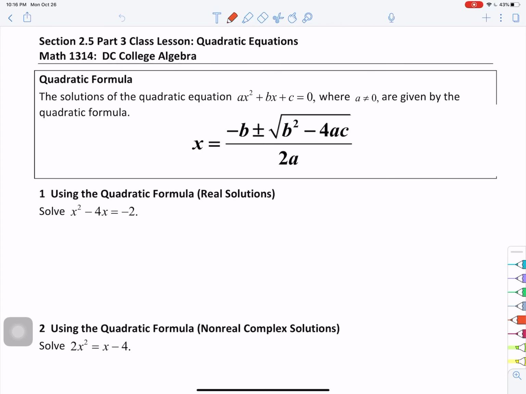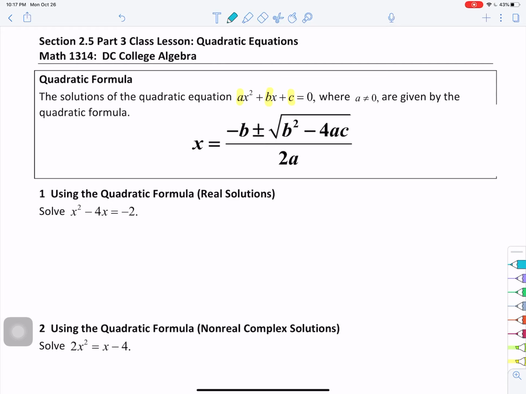This is your class lesson for section 2.5, part 3, and we will be practicing and making sure you understand the quadratic formula. The formula uses the coefficients A, B, and C of this quadratic equation, and it places them in this equation that gives you the solutions x. So these are the same solutions that you would get if you factored and found those solutions. These are the same solutions that you would get if you completed the square.